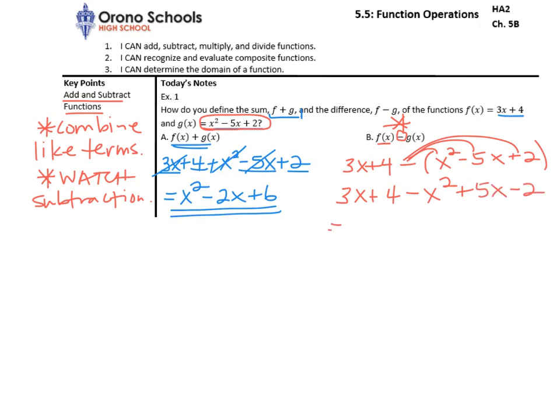Now let's combine our like terms. Our lead term this time is negative x squared. For our x's, we have 3x plus 5x, which is positive 8x. And then for our constant, we now have 4 minus 2, which would be plus 2. That's finding the difference of two functions.